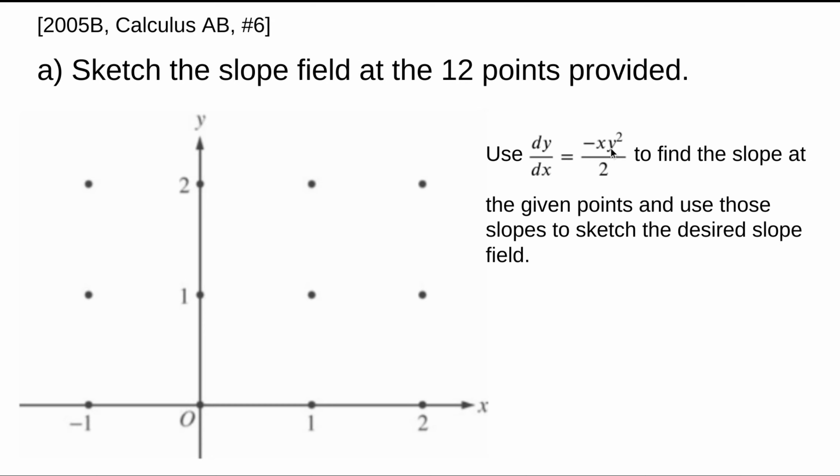That should be easy to do. That's 6 points. That's half the points on the graph. And then just do a little bit of arithmetic to find the slope at the other 6 points. And you get a slope field that looks like this.